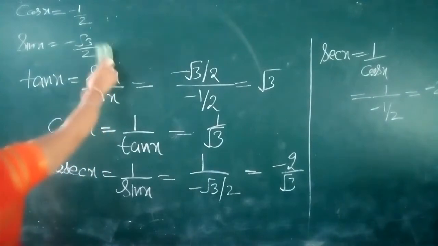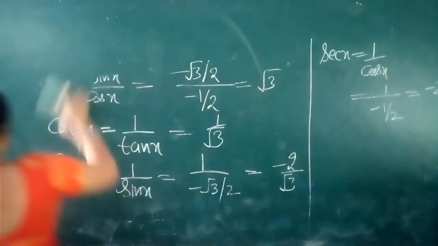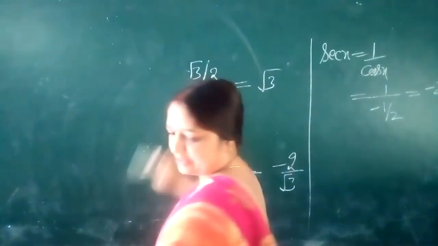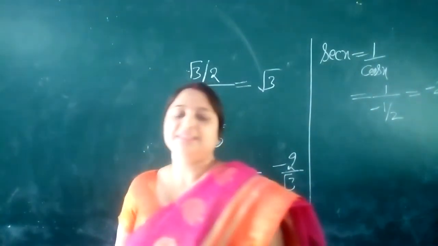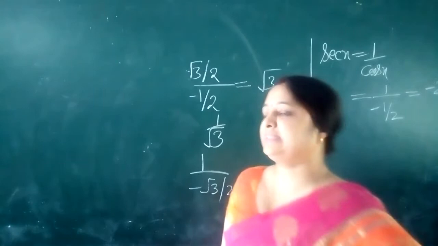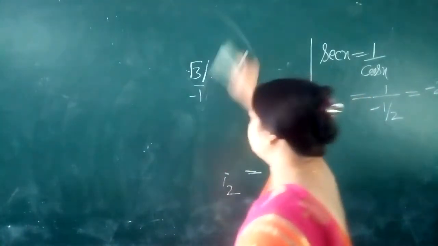Now the second question is the same. In the second question you have to find out the 5 trigonometric functions, where the value of sin x is 3 by 5 and x lies in the second quadrant. So you can solve this question. This question is for homework.